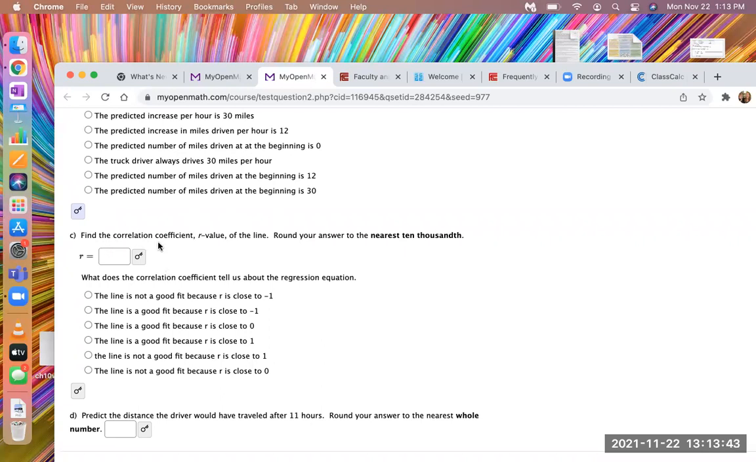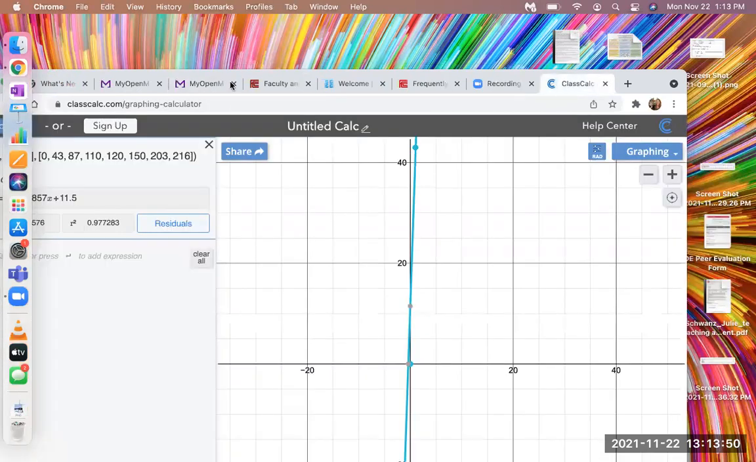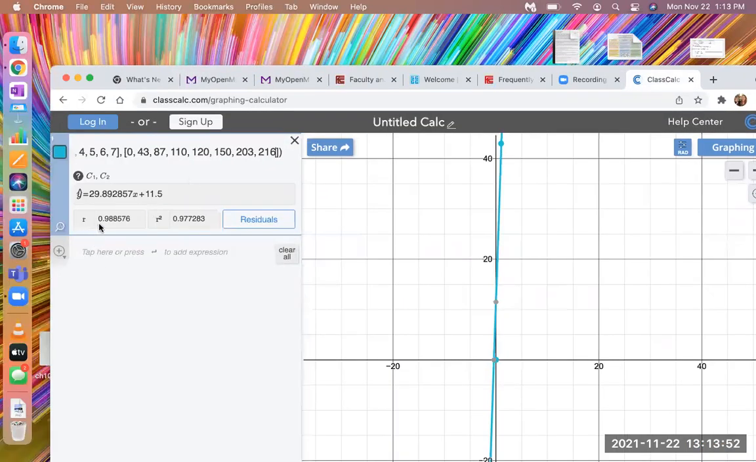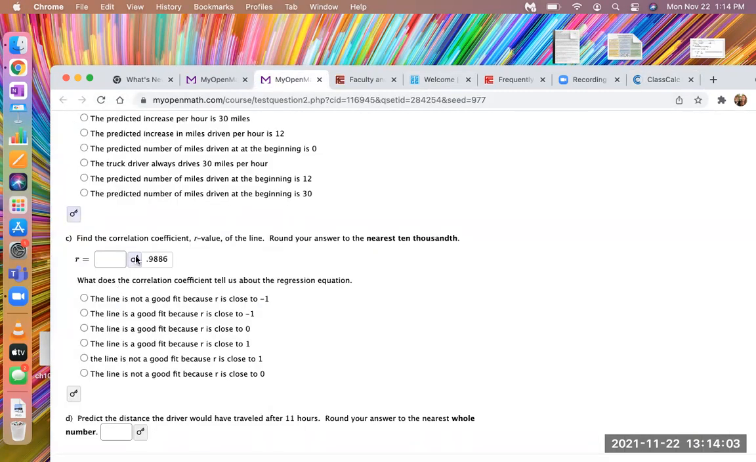Okay, find the correlation coefficient, R value, and they already spit that out for us. The calculator just does that for us, right? So that is 0.9885, or I would say 0.9886 to 4 decimal places. So we would just put that in. Yeah, 0.9886, and that's exactly what they get.